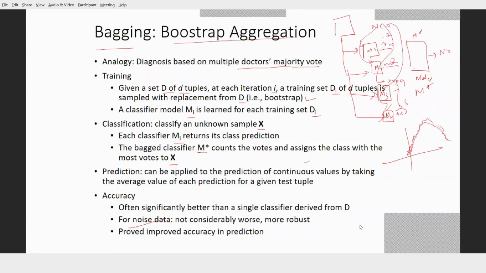You can have different techniques. This is just the concept we are studying. You can think of your own innovative way of doing it. Nobody is going to stop you from doing that, right? I want to take more weightage of M1, less weightage of M3, and so on, depending upon their previous accuracy. That's possible.